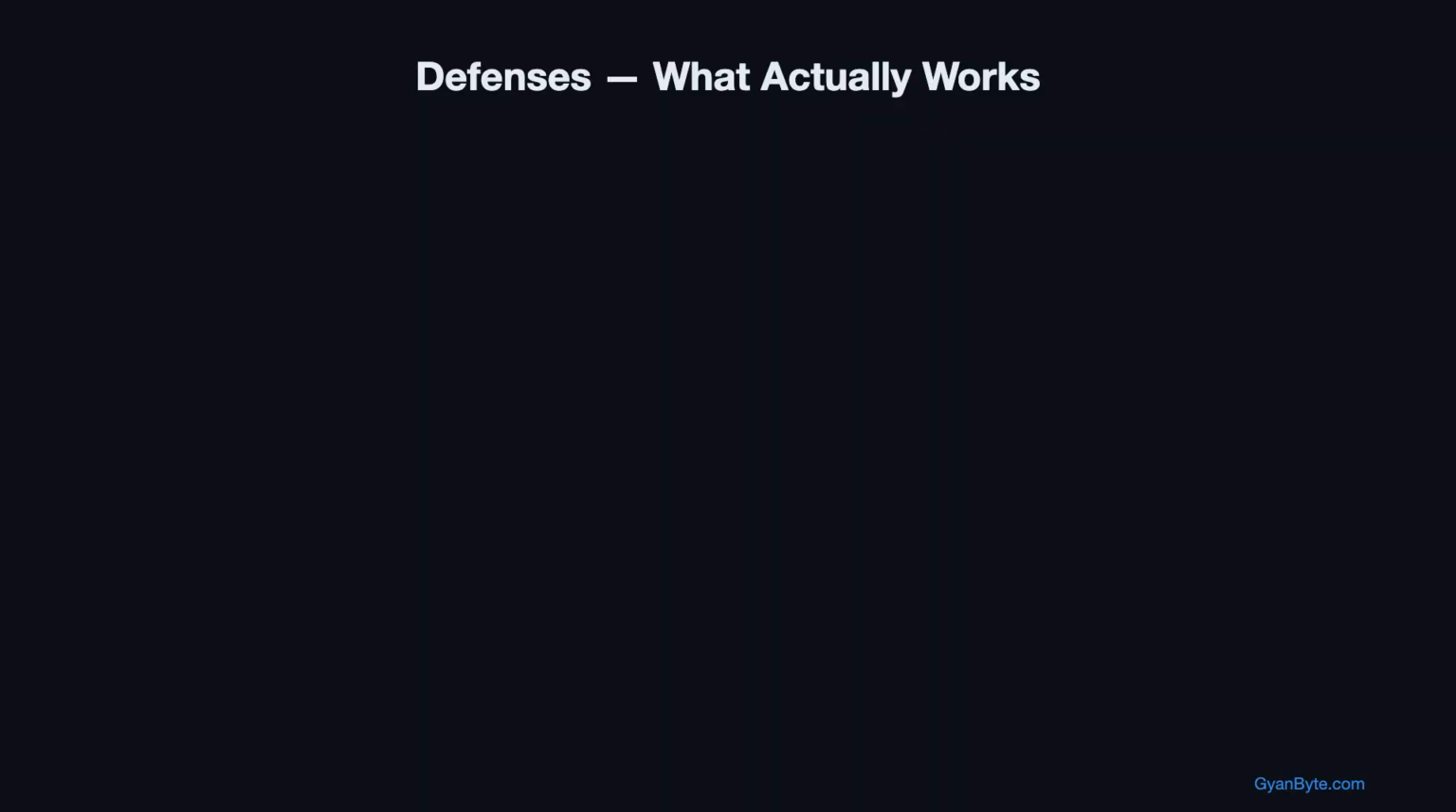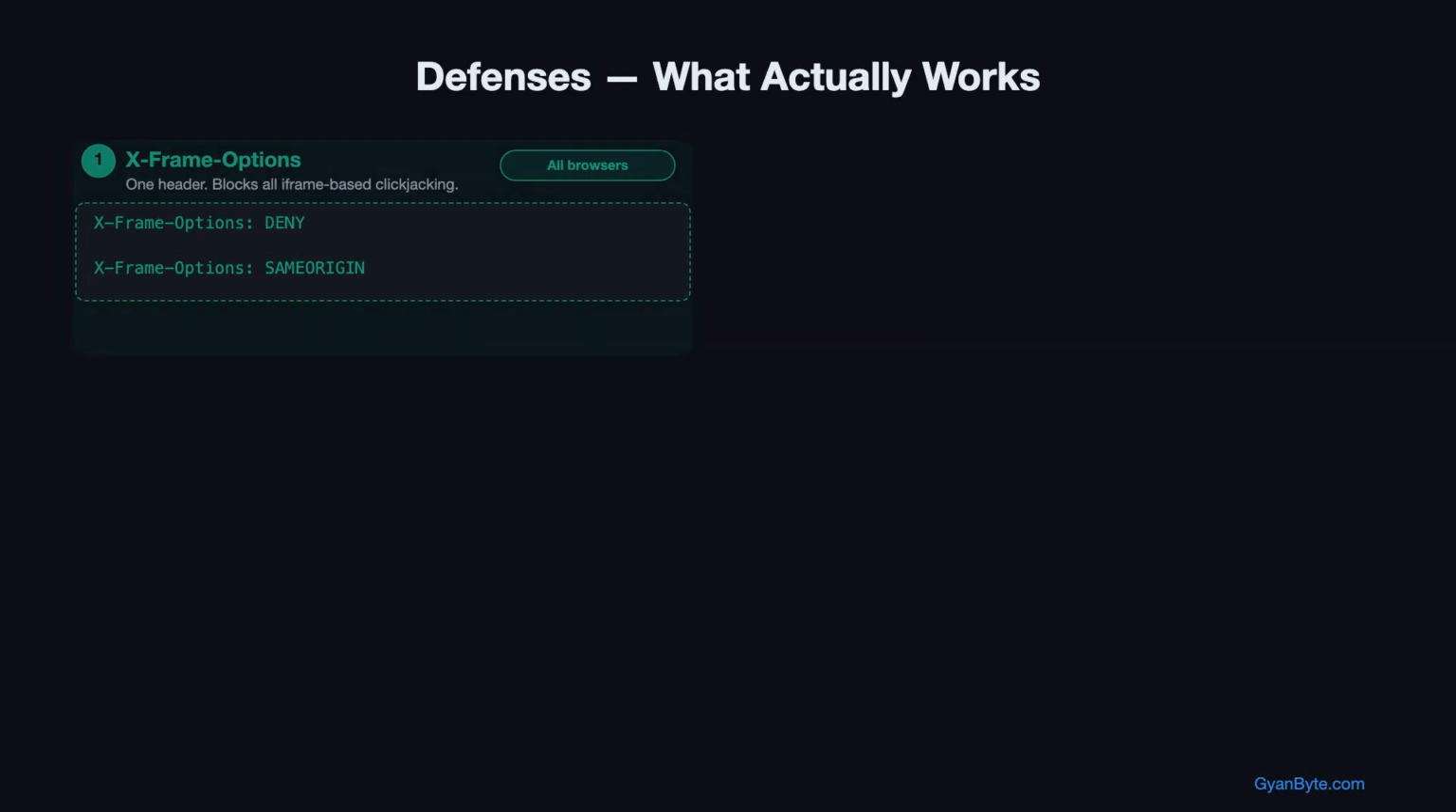So how do you actually stop clickjacking? There are 3 approaches. 2 work, 1 doesn't. Defense 1. X-Frame-Options. This is an HTTP response header. Set it to deny, no one can frame your page. Or same origin, only your own domain can frame it. It's one line on your server and it blocks all iframe-based clickjacking. Every major browser supports it.